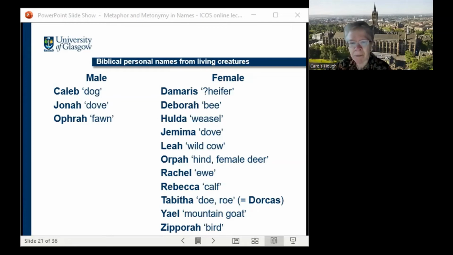With the exception of the problematic Damaris and the Aramaic name Tabitha, rendered into Greek as Dorcas, all the names on the slide are from the Old Testament and hence particularly ancient. What, if anything, can we learn from them? Dembski states that names like Rebecca, Leah and Rachel, referring to calves, cows and sheep, reflect the high regard for these bovines held by the ancient Hebrews.